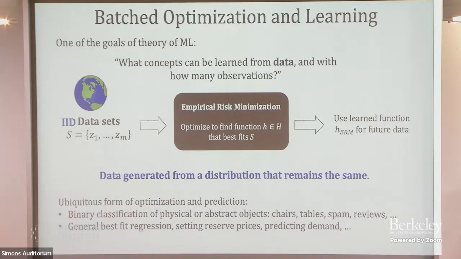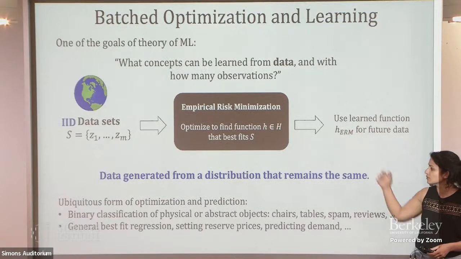Some of you might be more comfortable thinking about binary classification, for example, of physical or abstract objects, such as telling apart pictures of chairs and tables. Or, given emails, being able to say whether an email is spam or not, or, given a review, knowing if it's fake or not. Those are binary prediction tasks that fall in here if we think about the data as remaining stationary.